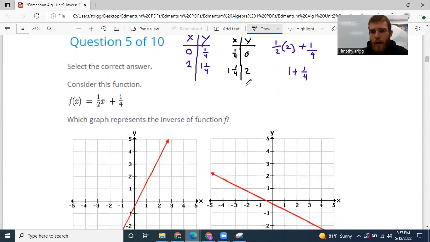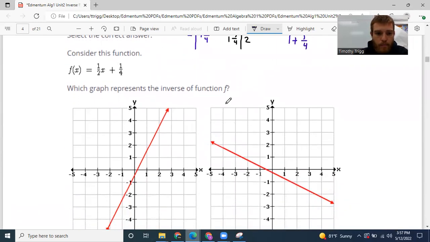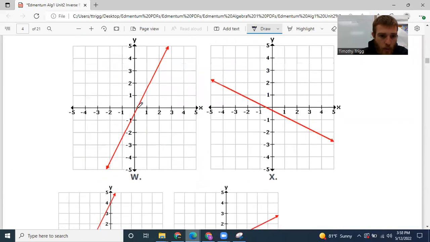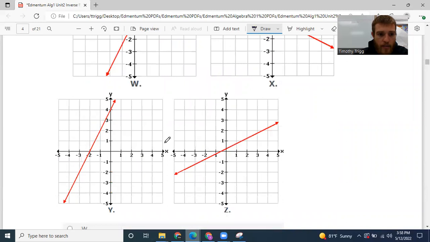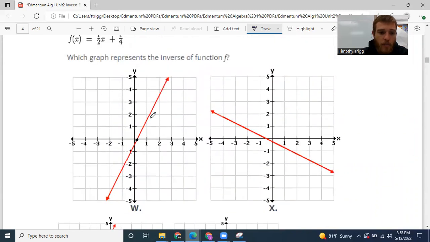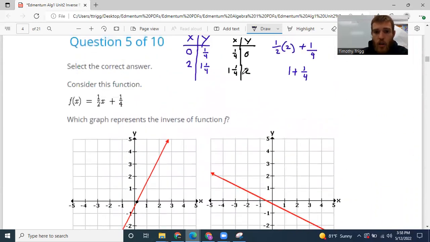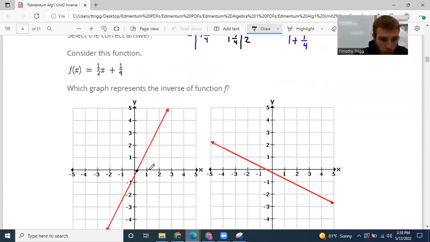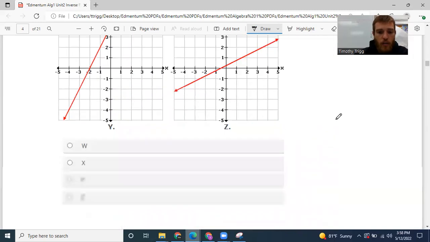So 1/4, 0. This one looks like it has 1/4, 0, and that's the only one. So it must be this one, graph W. Let's double check our other point, 1 and 1/4, comma 2. 1 and a little bit, comma 2. Yeah, that seems right. So we know that that's the correct inverse function.